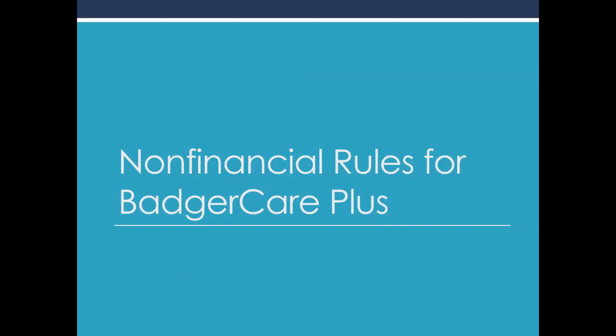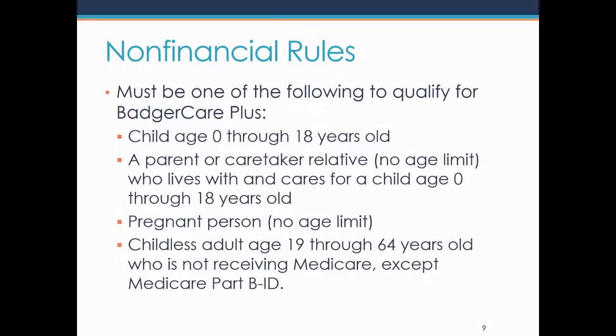Let's take a look at the non-financial rules for Badger Care. Individuals must fall into one of these groups to qualify for Badger Care Plus. And we've talked about these before: a child age 0 through 18 years old, a parent or caretaker relative who lives with and cares for a child age 0 through 18 years old, and there's no age limit for the parent or caretaker relative that's caring for the child, a pregnant person, again, no age limit, or a childless adult.